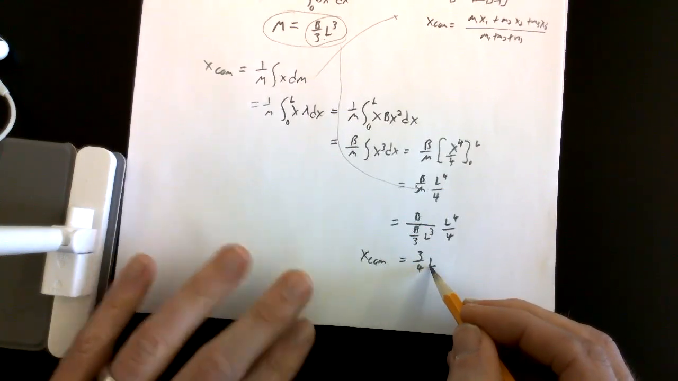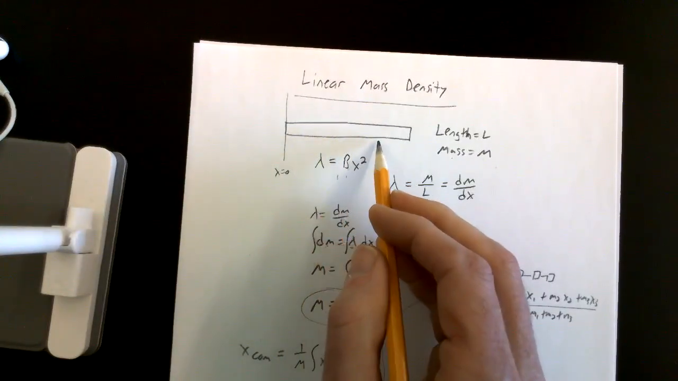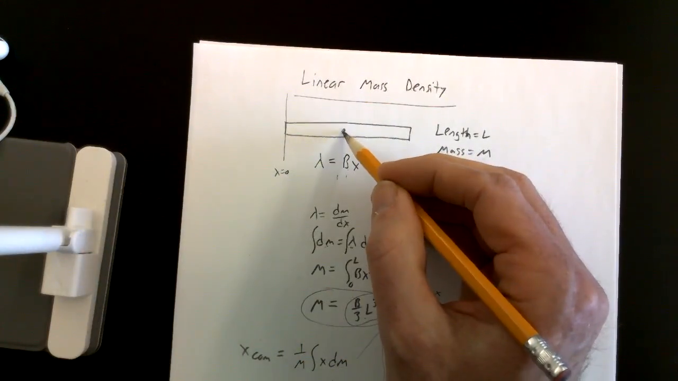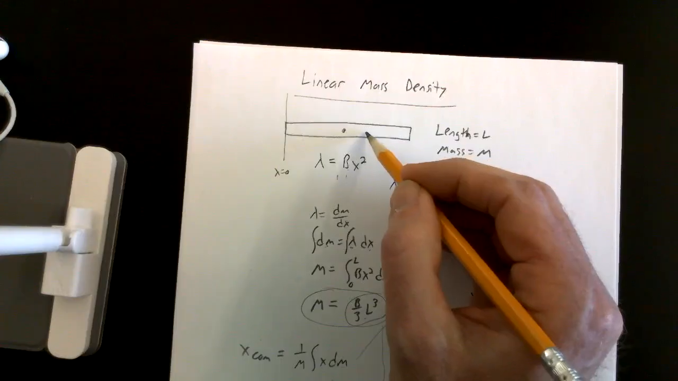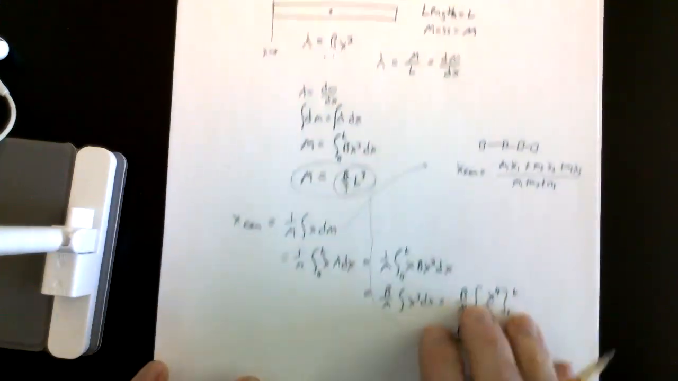And the fact that it's 3/4 L makes a little bit of sense because it's getting more dense as it's going this way. So we know that the center of mass wasn't going to be in the middle. It was going to be somewhere over here because it's more dense on this side than on this side.